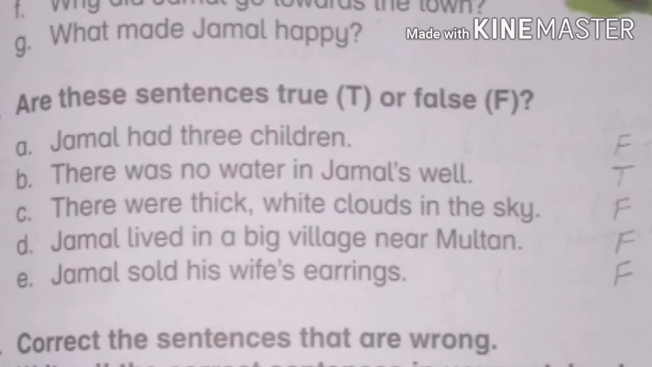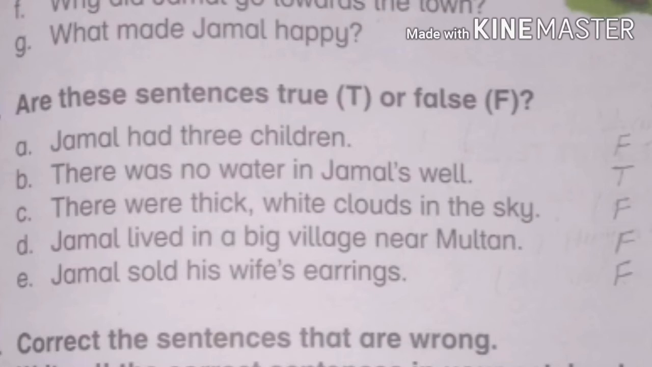Next, are these sentences true or false? First is, Jamal had 3 children. So this is false, because Jamal had 2 children. Number B, there was no water in Jamal's well. This is true. Number C, there were thick white clouds in the sky. This is also wrong because there were no clouds in the sky.